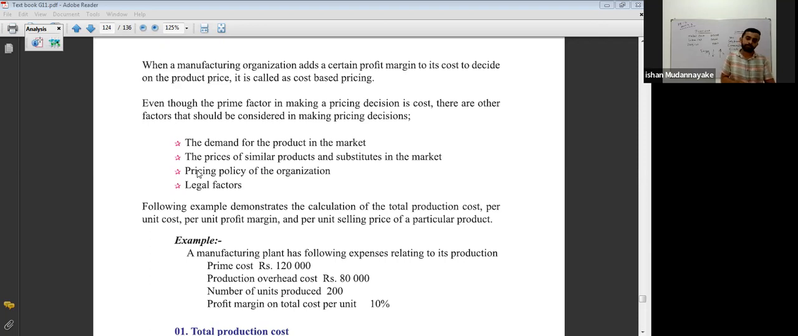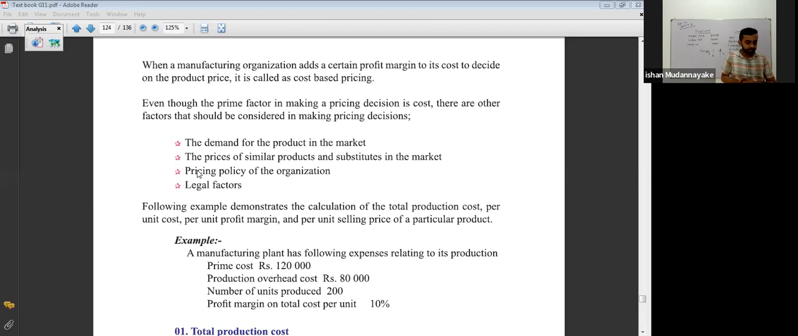Okay, normally a business organization sets the prices of products based on cost, so the cost plus their profit. But you need to focus on other factors as well. Okay, what are the other factors? The demand for the product, the prices of similar products and substitute products, pricing policy of the organization, legal factors. Other factors need to be focused on, need to be considered by manufacturing organizations.